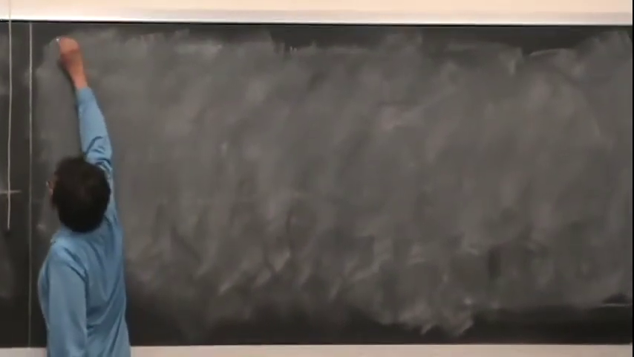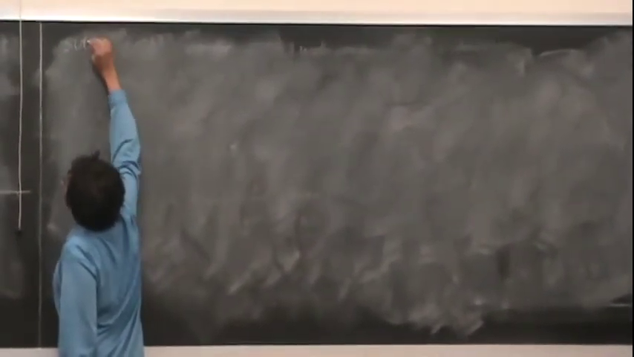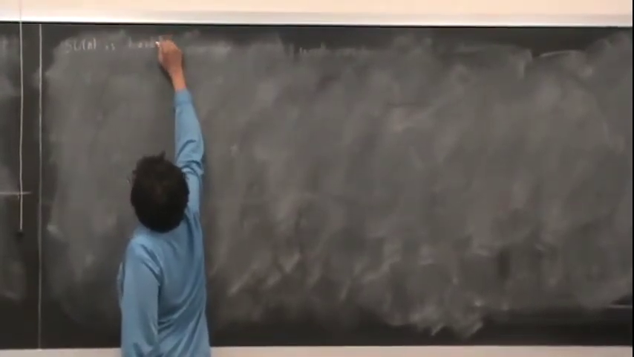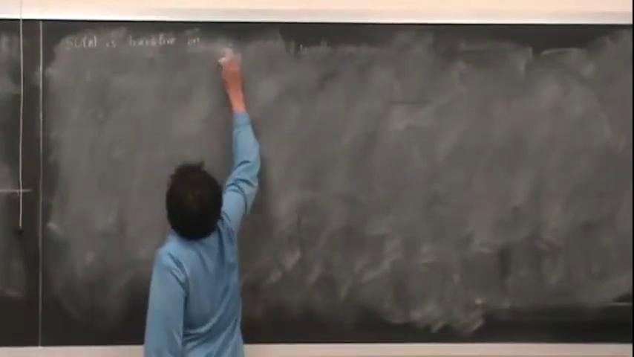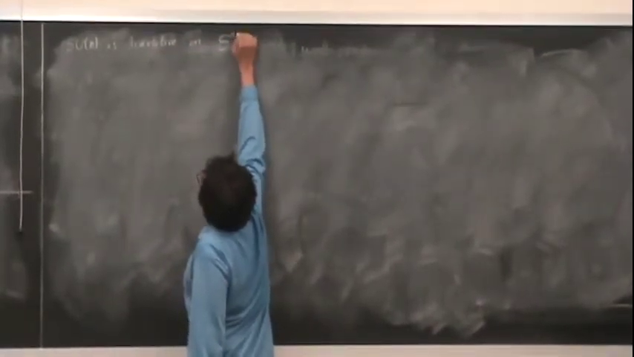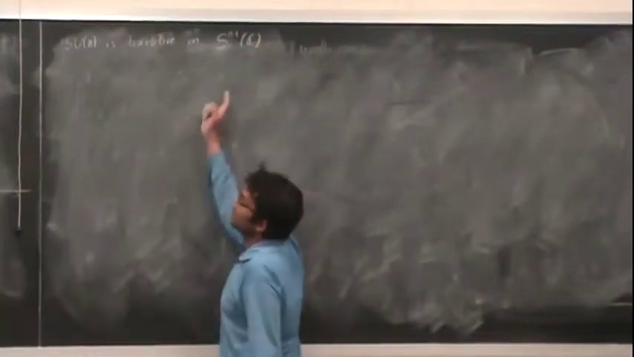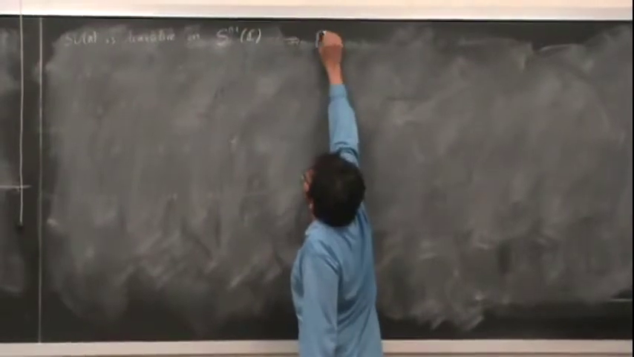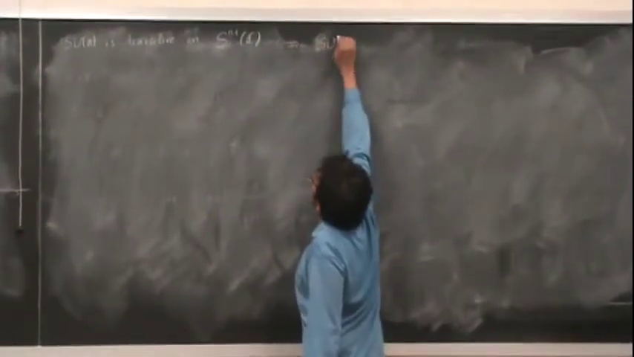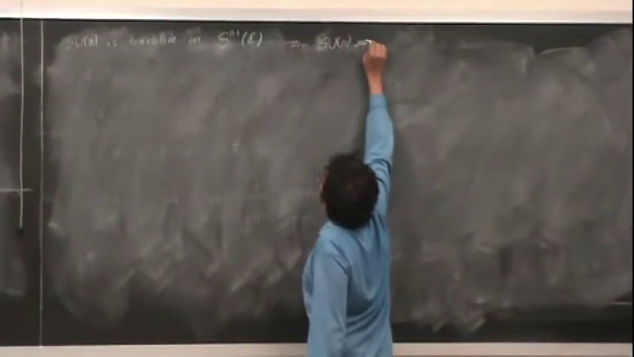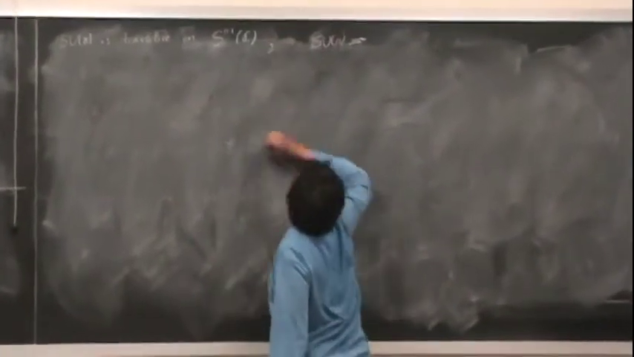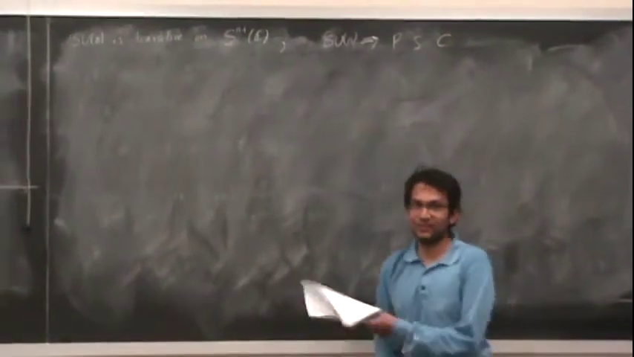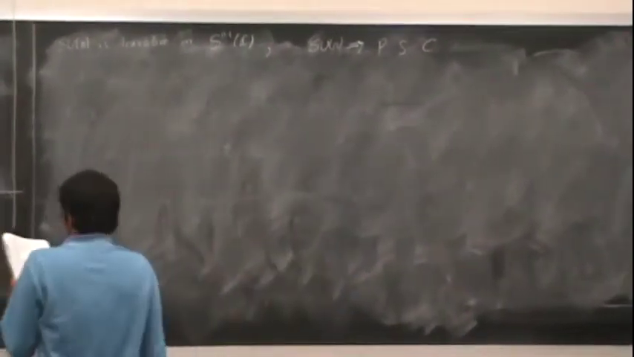So the statement I want to show is SU(N) is transitive on S^(2n-1)c. This is a manifold, this is a group. In other words, SU(N) implies pure state controllability. I hope you can see the SU(N) is that.